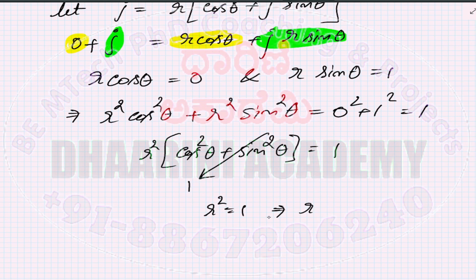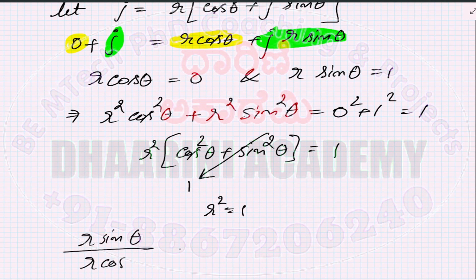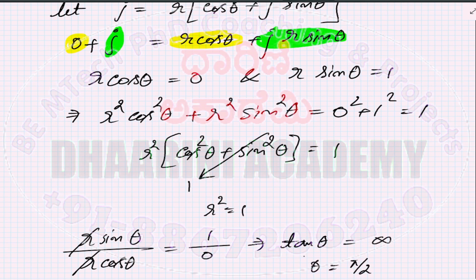Now I divide those two equations, r cos theta equal to 0 and r sin theta equal to 1. I'm going to divide one by the other. So r sin theta by r cos theta, you know that r sin theta is 1, r cos theta is 0. That's already given. This means r cancels. Sin by cos is tan. So tan theta is equal to infinity. Tan inverse of infinity, when you do that, you get theta is equal to pi by 2.